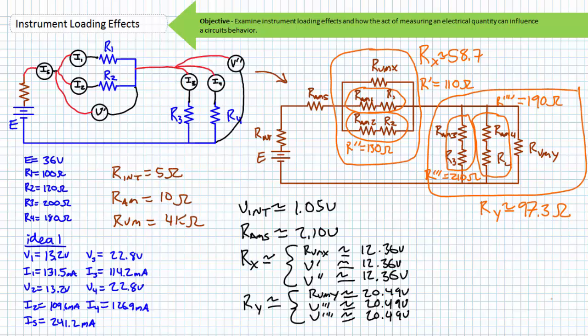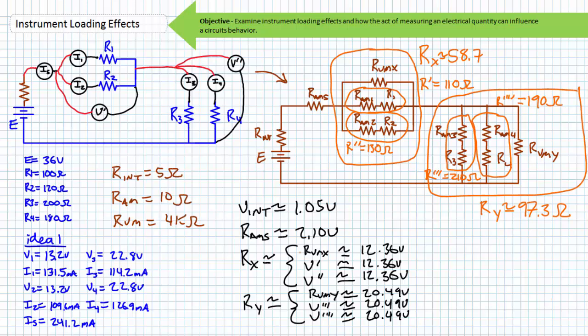The voltage drop internal to the source is determined to be 1.05 volts. The voltage drop across the ammeter used to measure series current is 2.1 volts. The voltage drop across the three parallel paths called Rx is determined to be 12.36 volts. The voltage drop across the three parallel paths called Ry is determined to be approximately 20.49 volts.